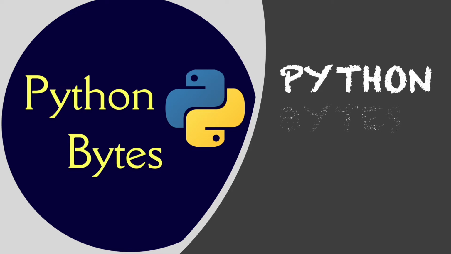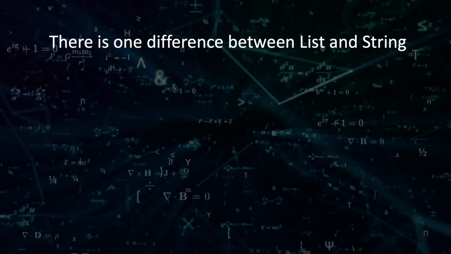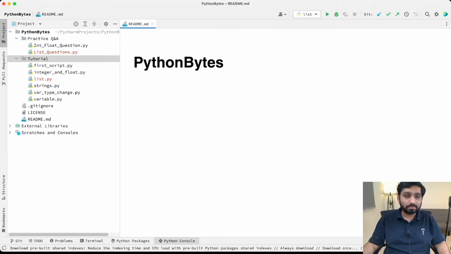Let us check some Python bytes tips. There is one difference between list and string. Lists are mutable while strings are immutable. This means we can replace elements in the list by using index. But in a string, we cannot replace characters in the string using index. To replace a character in a string, we must use a special function replace.